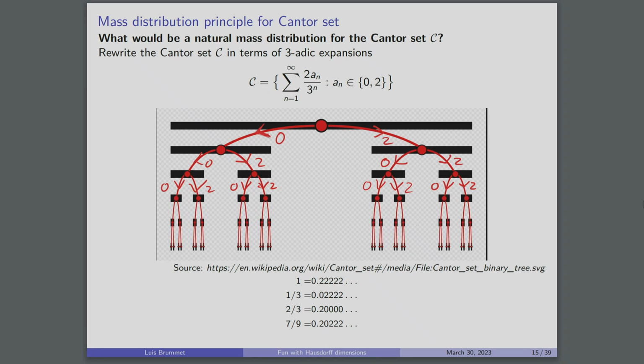but also when you speak about measures, when you try to find this mass distribution, you could think of points in the Cantor set as taking countably many coin flips, where you go to the left or you go to the right with equal probability. So for example, let's say we go to 2, then the chance that we go twice to the right would be 1/4.